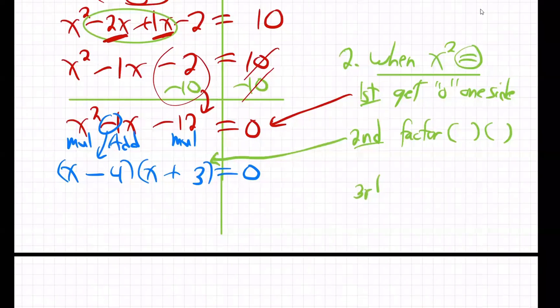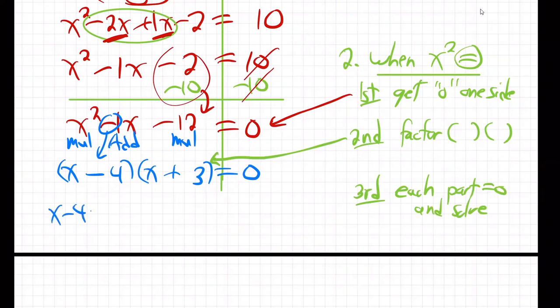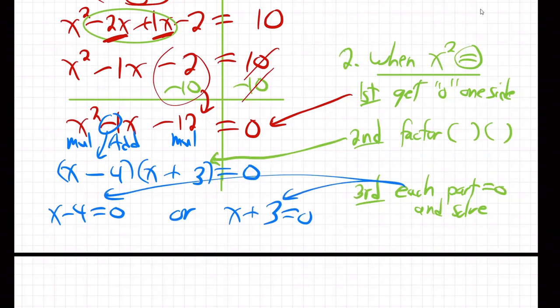And the third step is each part equals 0 and solve. Remember that? Remember how we said each part equals 0? We take just the x minus 4 and say you're 0, and then just the x plus 3 and say you're 0, right? Each part separately gets their own separate equal 0. So, well, how can we do that?